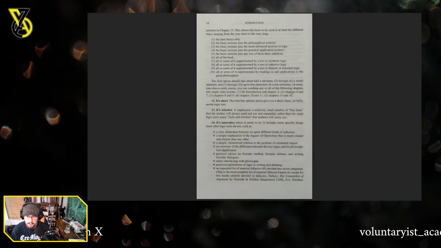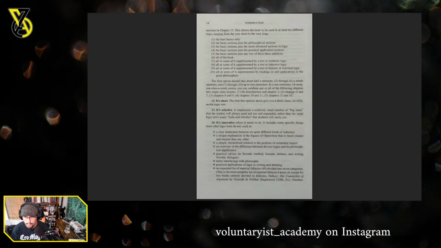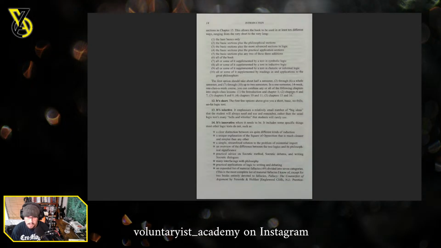The first option should take about half a semester, 2 through 6 a whole semester, and 7 through 10 up to 2 semesters. In one semester, 14-week, 1 class a week course, you can combine any or all of the following chapters into single class lessons. Number 1, the introduction and chapter 1; 2, chapters 6 and 7; 3, chapters 8 and 9; 4, chapters 10 and 11; 5, chapters 15 and 16. Okay.